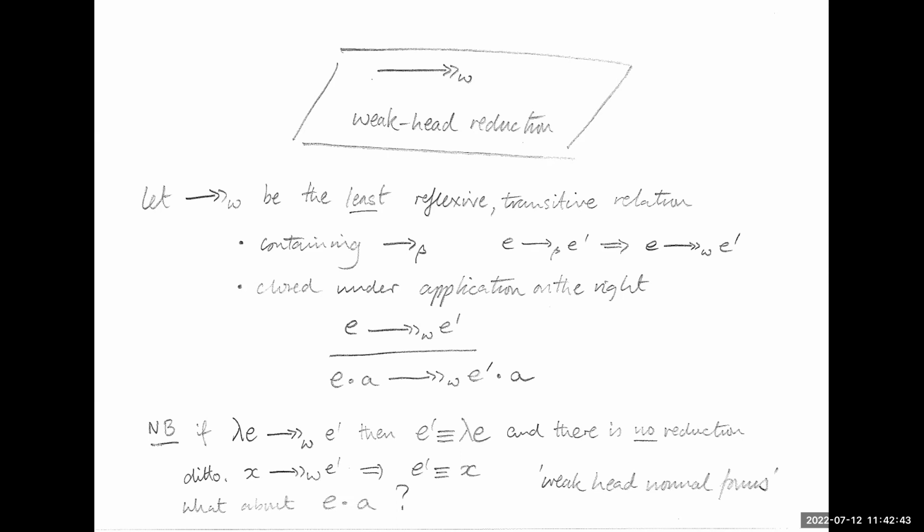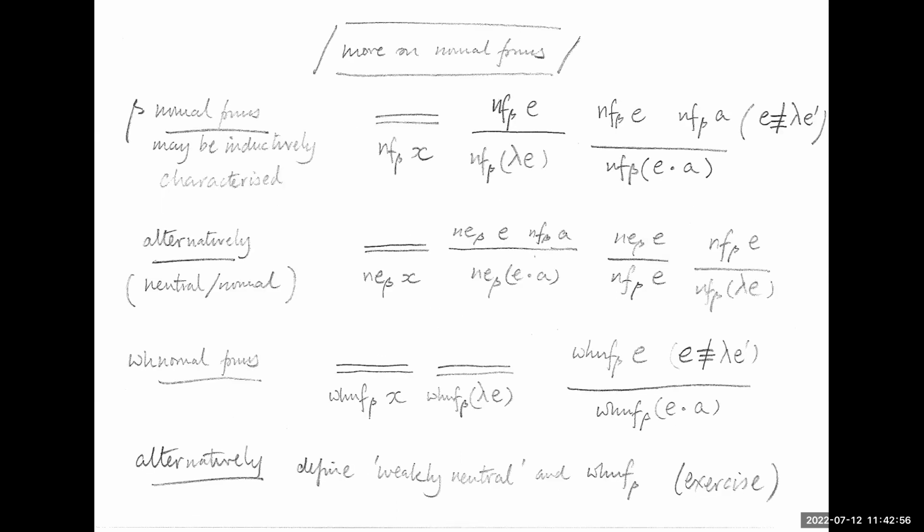And then E applied to A, what can we say about that? When does reduction happen? Well, reduction will happen if E eventually creates a lambda. And if it can't do that, then we have a weak head normal form.